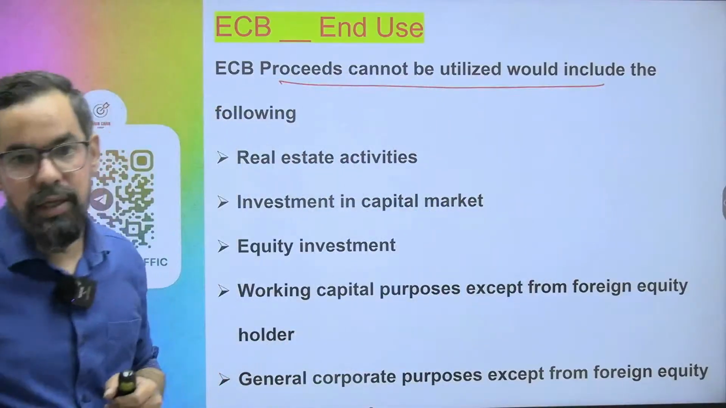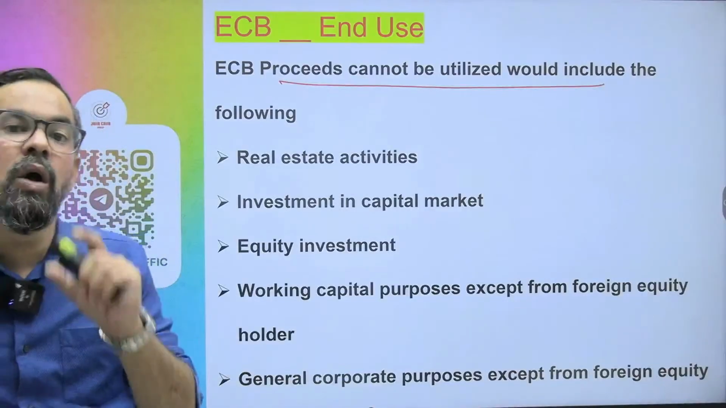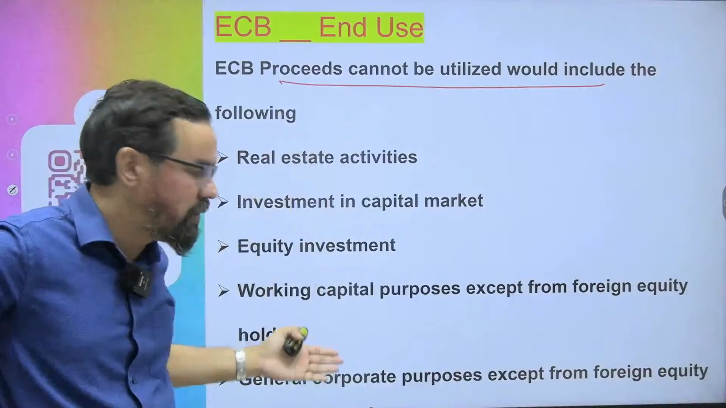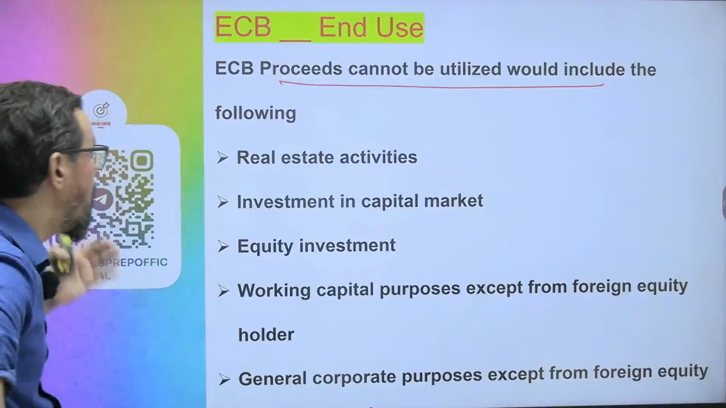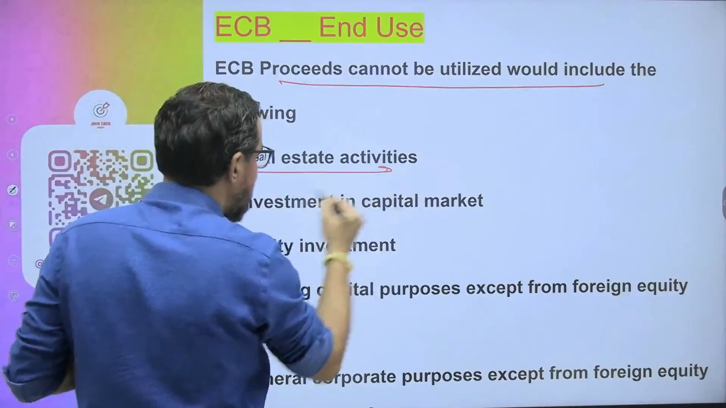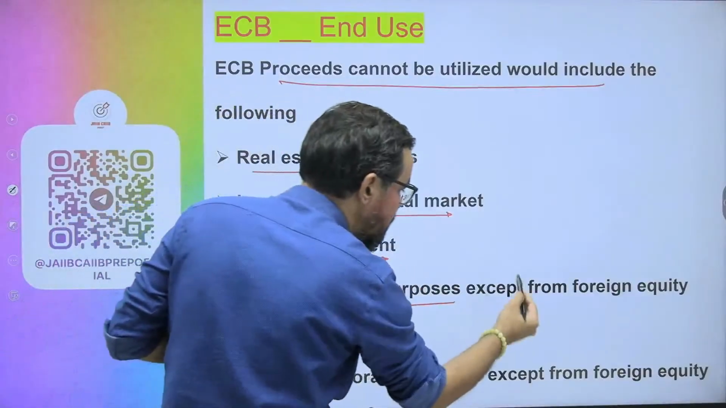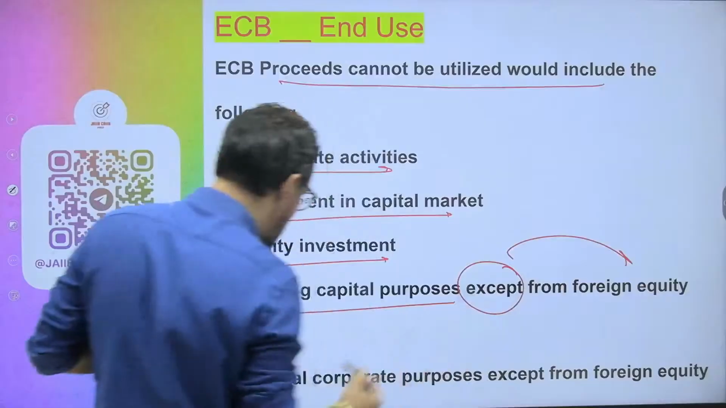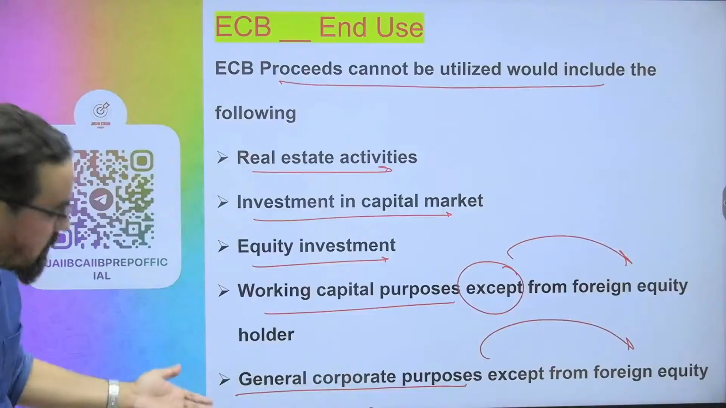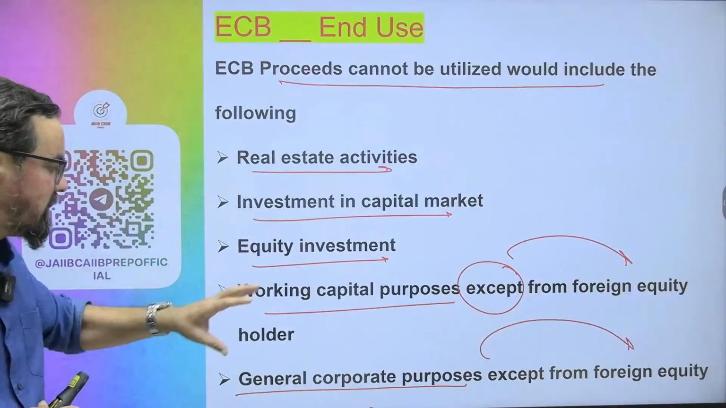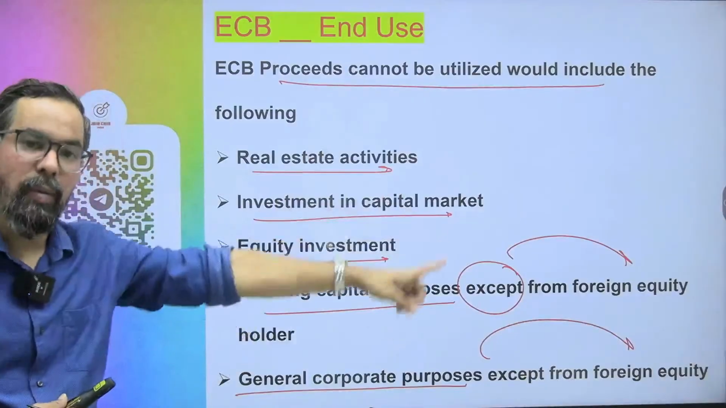Let's say as a company XYZ we raise some funds through the ECB. So now we cannot use that particular money in these many areas. Pujisha ma'am mentioned this particular one, very correct. So real estate activities, investment in capital market, equity investment, working capital purpose except for foreign equity holders, general corporate purpose except foreign equity holders. One part is missing from this one. Okay? So basically we cannot use it for repayment of rupee loan except for foreign equity holders.